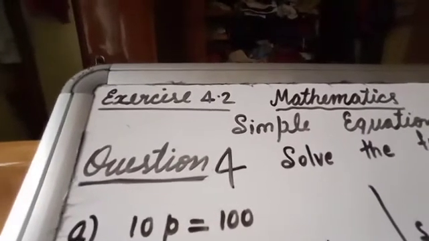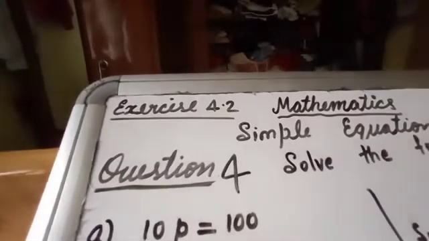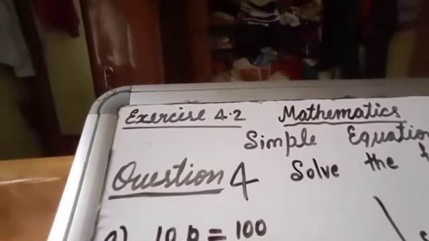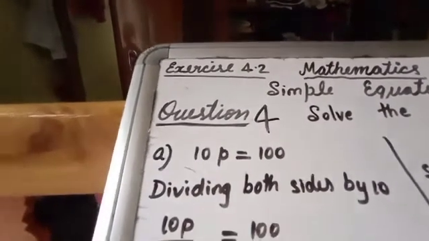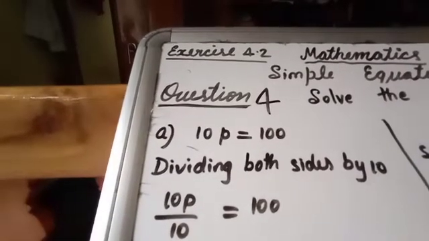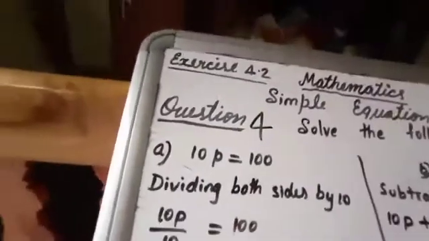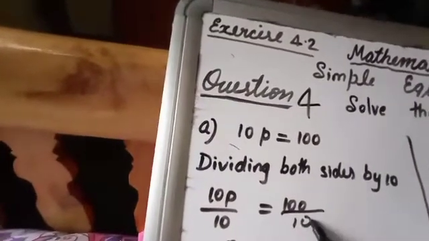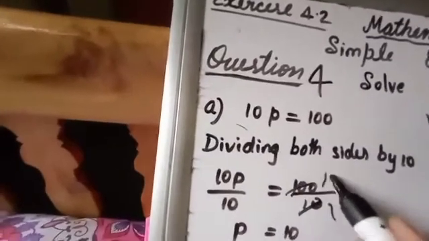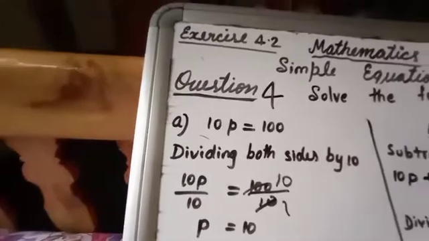10p is equal to 100. How can we separate p? It is multiplied by 10. If we divide by 10 it will get cancelled. So divide both sides by 10. 10p divided by 10, 100 divided by 10. 10 ones are 10, 10 tens are 100. So the value you will get is p is equal to 10.